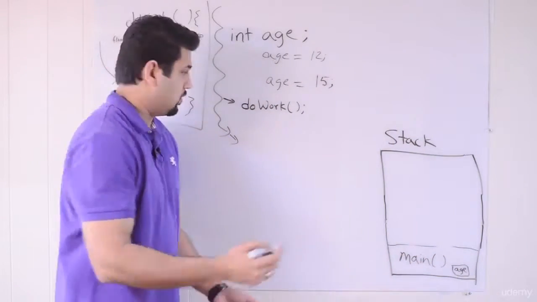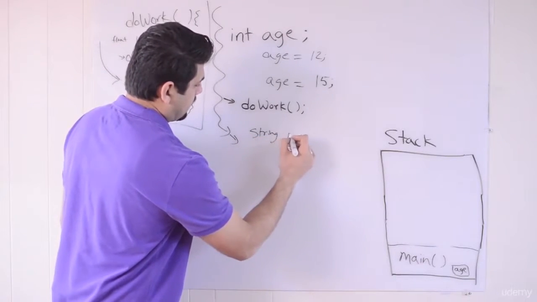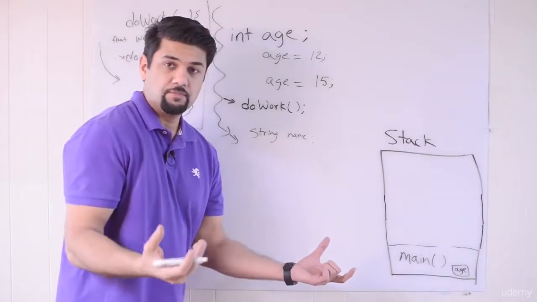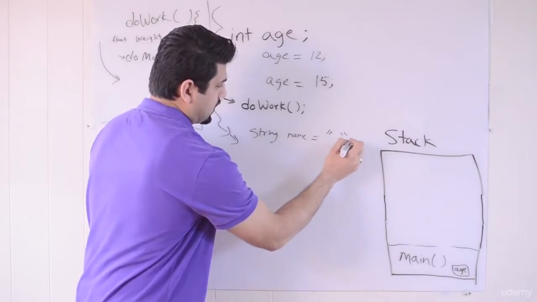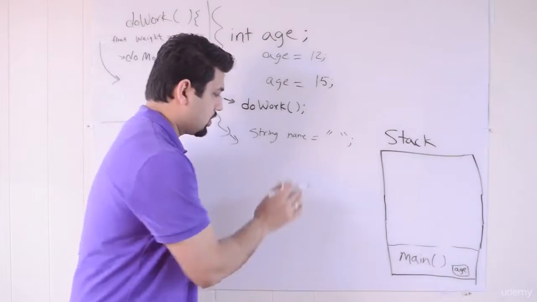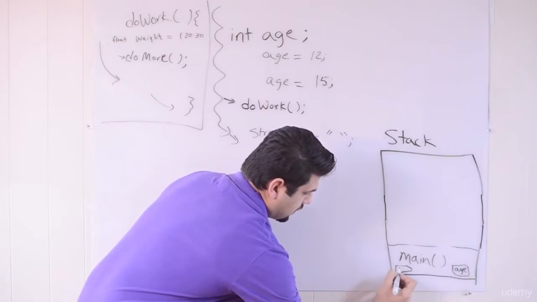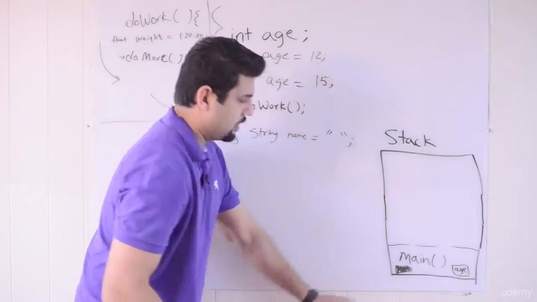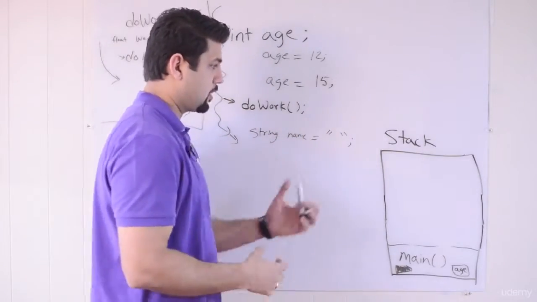I can define a variable here, a string, name, and there's going to be a special memory area in here. Let's just say it's an empty string name. There's going to be a special area for this particular variable name. I'm just going to draw it. I'm just going to put some scribble there. Just consider that as the name variable, all right? So this is the purpose of the stack.